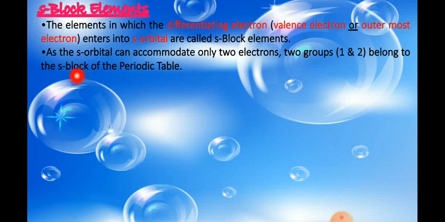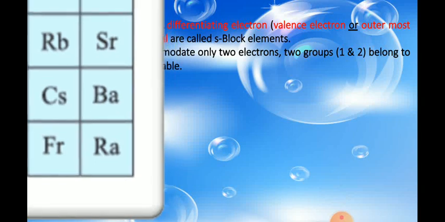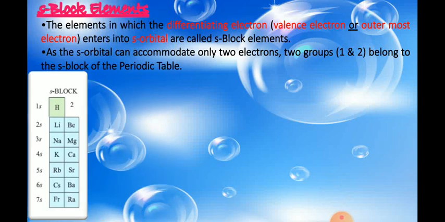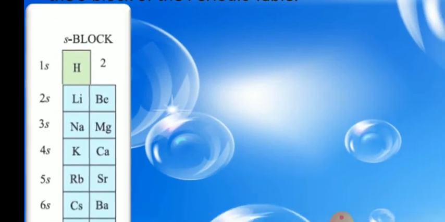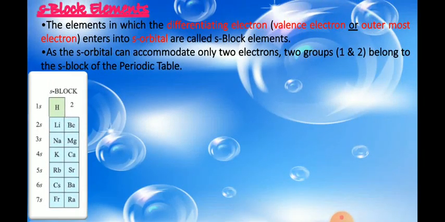Why? Because an s orbital can accommodate only 2 electrons, a maximum of 2 electrons. An s orbital can accommodate 1 electron or 2 electrons, it cannot accommodate more than that. Since the s orbital can accommodate 2 electrons, we have two groups. That's group number 1 and group number 2 belonging to S block. So can you see here? These two groups 1 and 2.